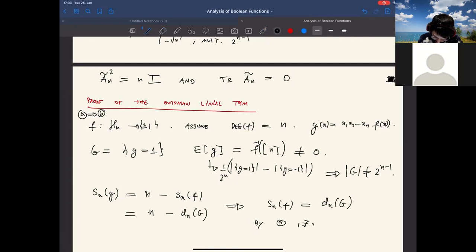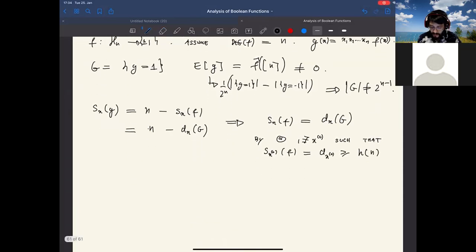There exists some x0, such that the sensitivity of x0 of f, which is equal to the degree, is greater or equal than h of n. That's a supposition. Because now you're dealing with a graph that doesn't have this number, so it's satisfying the conditions of A, and then that implies that.